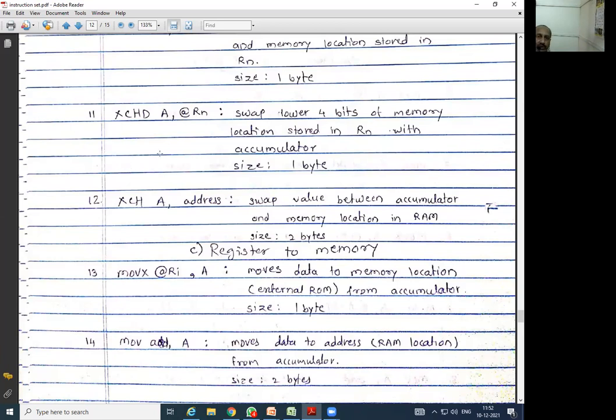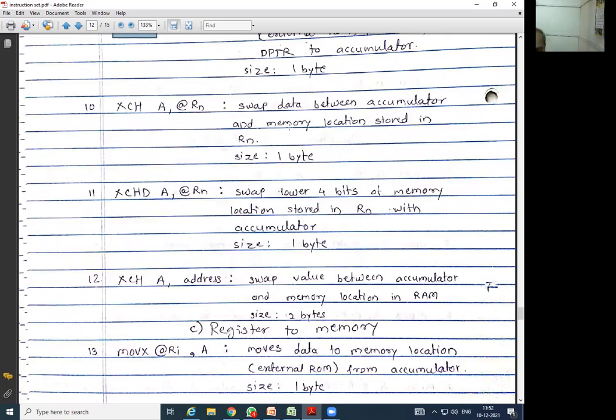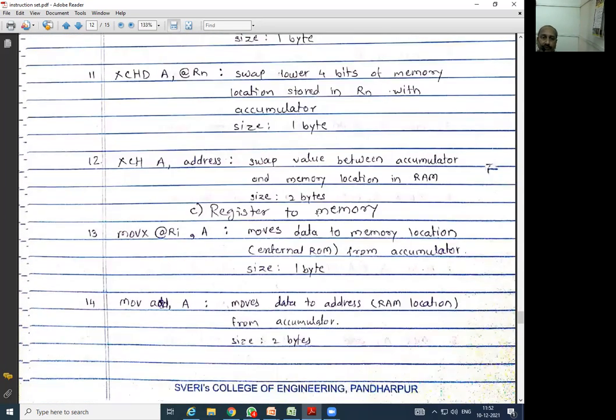Now similar to that, XCHD. So what it is doing? It is just doing the lower 4 bits. It is exchanging the lower 4 bits of the memory location which is stored in Rn. ह्याच्यामध्ये काय होते तर पूर्ण 1 बाईट, म्हणजे टोटल 8 bits are transferred or swapped, but in this only the lower 4 bits are going to be swapped with the accumulator.